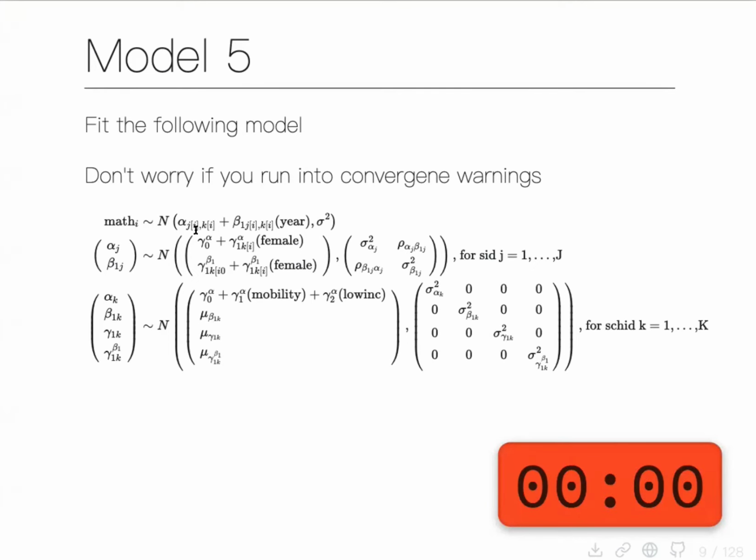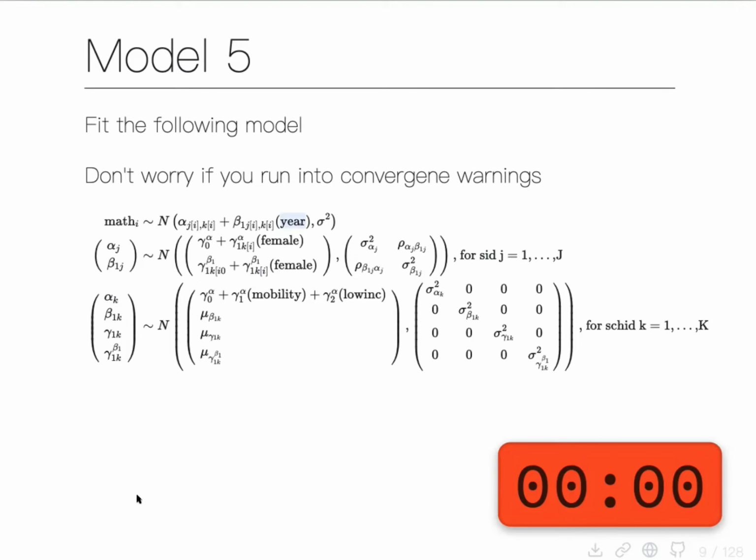Okay, for this one, we have the intercept JK. So the intercept is randomly varying at the student and school levels. We have this year slope. It's randomly varying at the student and school levels. And then at the student level, we have female as a predictor of the intercept and the slope. Okay, so that's going to be an interaction. But both of these, the main effect for female on their initial achievement and the effect of female on the slope, the year slope, are going to randomly vary across schools.